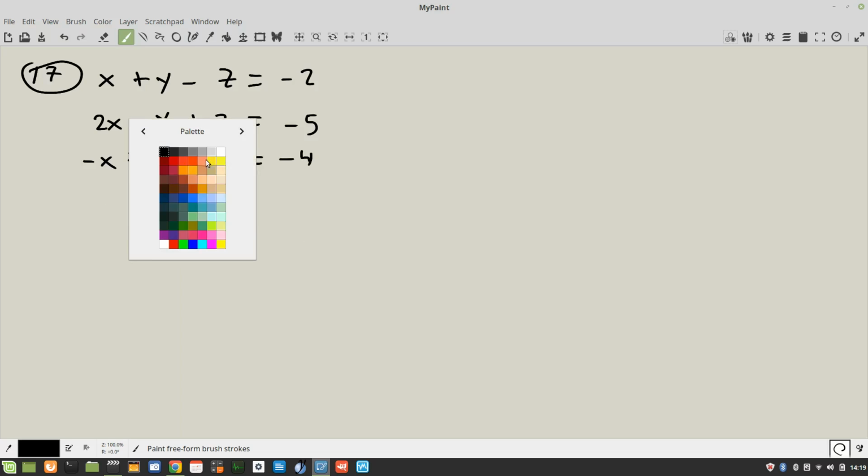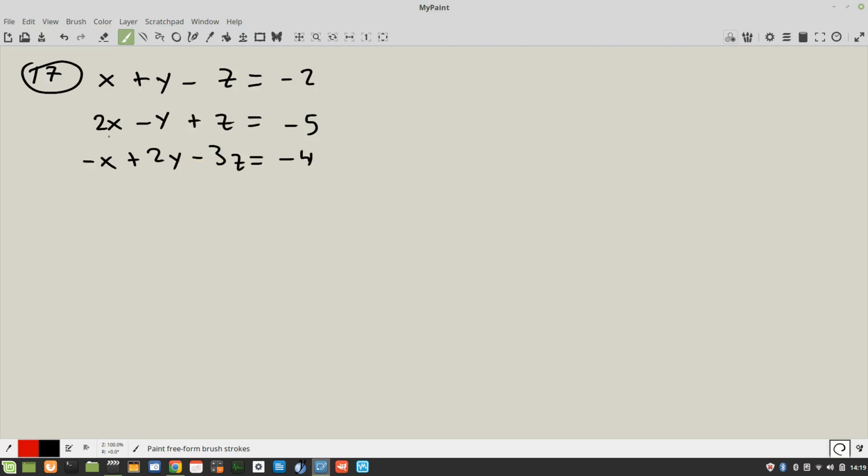Okay, and then he saw we need to get rid of a variable. In this case, x is the easiest one because it's the obvious one, right? So I'm gonna combine these two equations by adding them. So the x is gonna cancel out, because negative x plus x is 0.